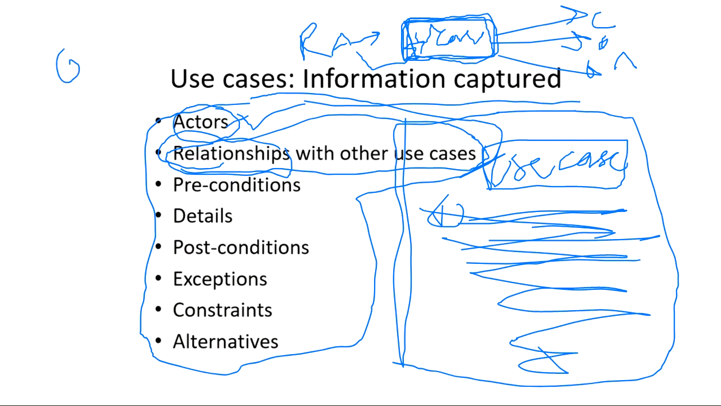Is this actor having a direct association with this use case, or a generalization with this use case? All these things you have to show, or this is the information that should be either written in the use case document, or represented by a use case diagram. Okay, what are the preconditions before you try to create your project? What are the details of your project? Very abstract details, not very complex detail.